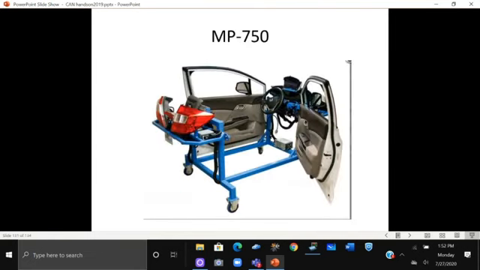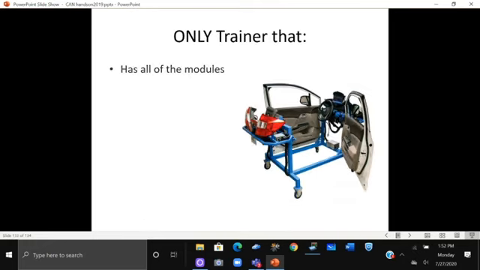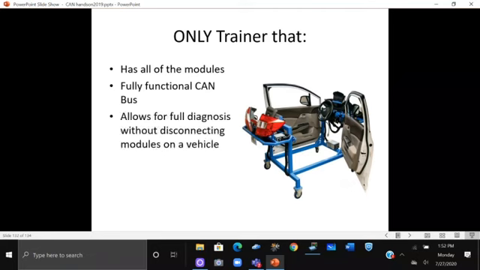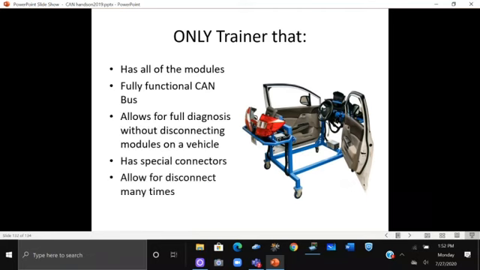We have two trainers, one of which is an MP750, which is a Honda. You can see it's got doors, it's got a dashboard, it's got headlights, taillights, it's even got a radio. So there's a whole bunch of modules here, and these modules are wired with special connectors which allow them to be connected and disconnected. Okay, this is the only trainer that has all the modules fully, okay, diagnosis with the special connectors. And this one will allow you in a class to connect and disconnect.